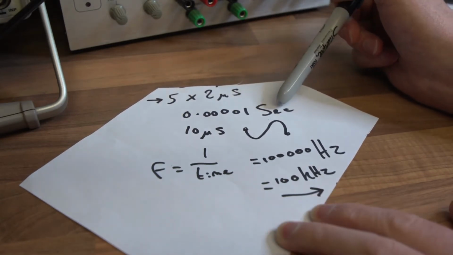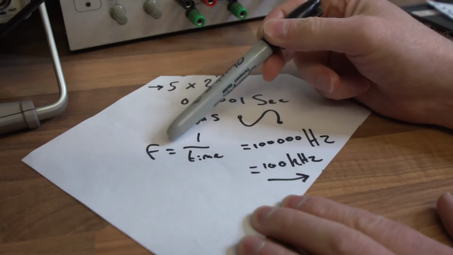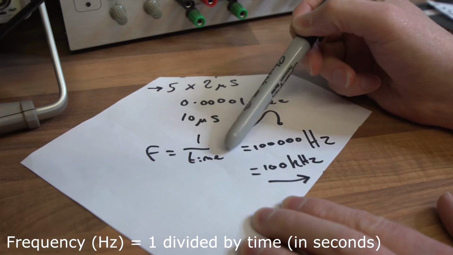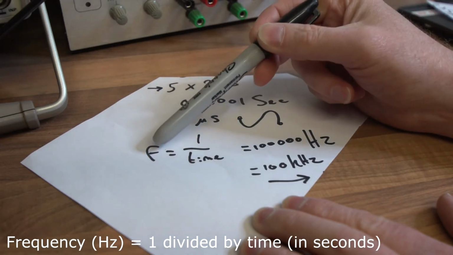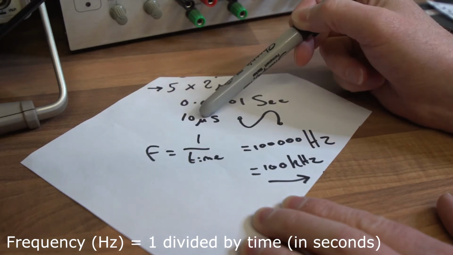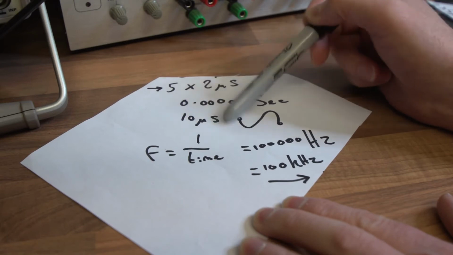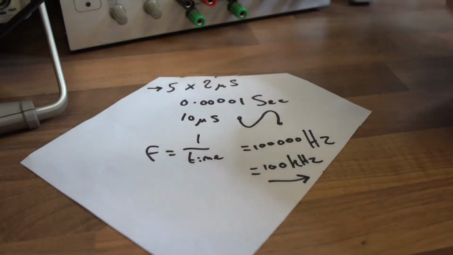Now, to determine frequency from time, it's very simple. It's just frequency equals 1 over time, or the reciprocal of time. So frequency in hertz would be 1 over 10 microseconds. It's our time. Okay, so we can do that. We'll plug it into the calculator.